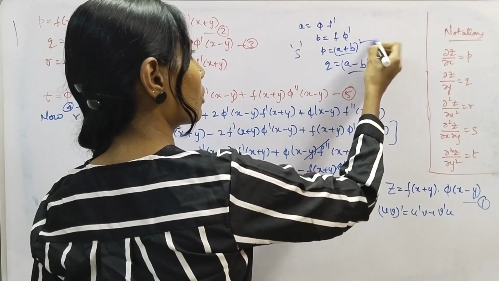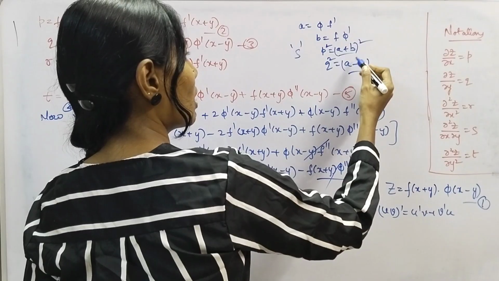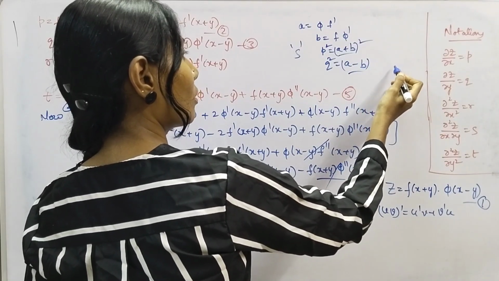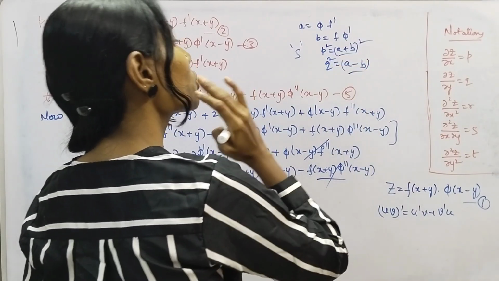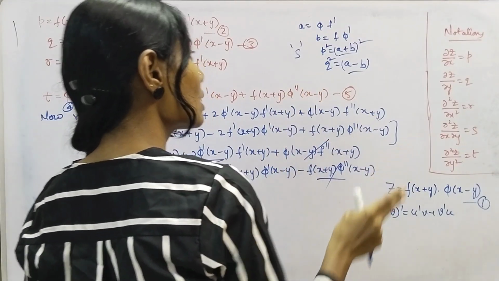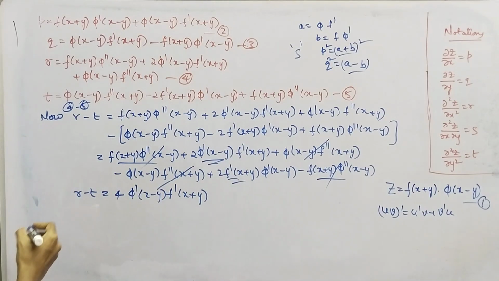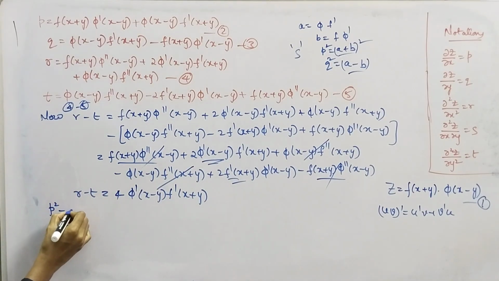If we take the whole square, it gives A square plus B square plus 2AB, and A square plus B square minus 2AB, right? So P square minus Q square gives A square, and B square gets cancelled, and we'll add the remaining terms. Let's see what happens if we do this, okay? Now, P square minus Q square equal to P square.